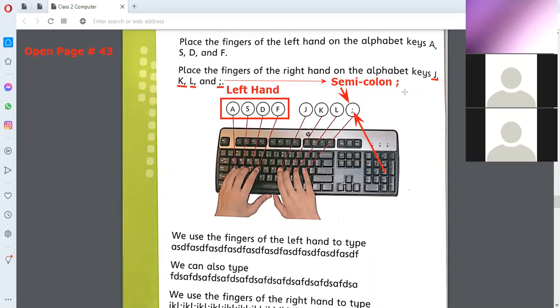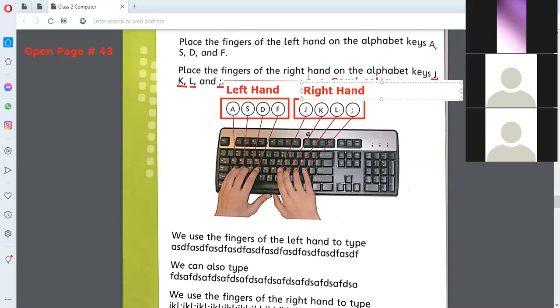So we are placing our left hand on A, S, D, F. Now on which keys are we placing our right hand? We are placing it on J, K, L, and semicolon. Let me write the name of the right hand so we see the spelling: RIGHT HAND. Everybody should be aware of the spelling of the words right hand and left hand.